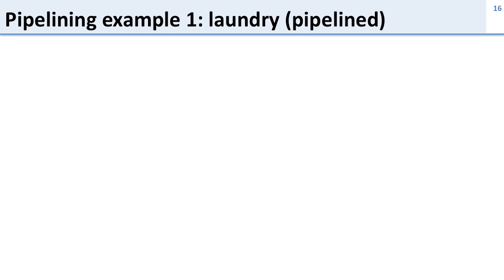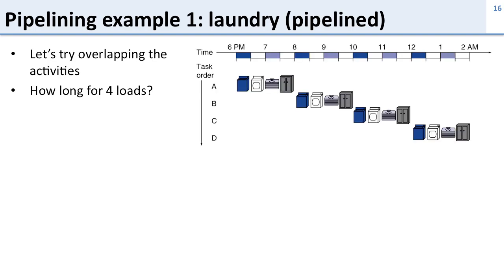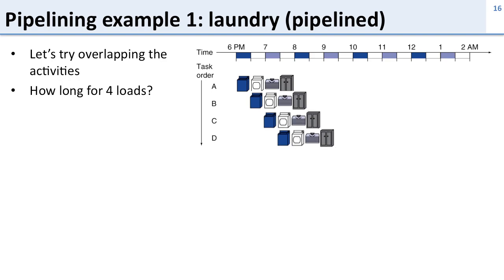So now let's take a look at doing pipelined laundry. We're going to overlap the activities, and we're going to ask the same question. How long does it take us to do 4 loads? So here's the schedule we had before, and instead of doing this, we're going to overlap them. We're going to start the second load after we've started the first load, but before it's finished. And the same thing for the third and fourth loads. So now we've got our first load, we start the second load as soon as the washing machine is free, start the third load as soon as the washing machine is free, etc., all the way through.